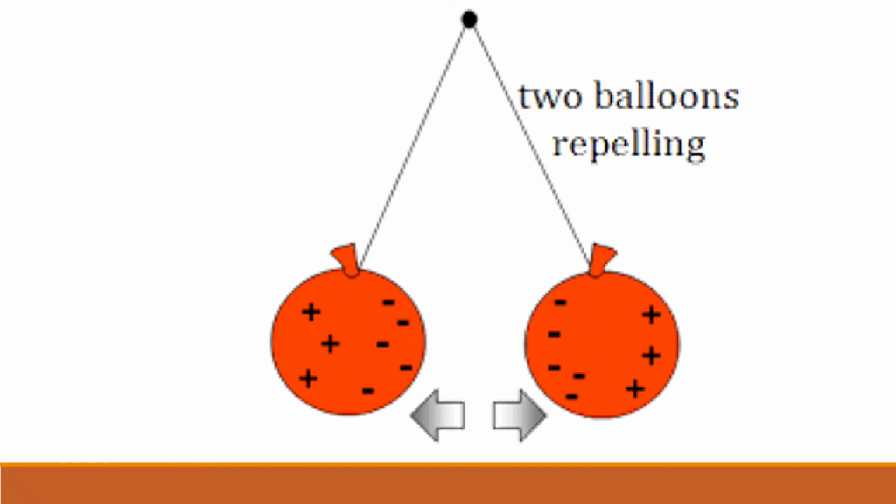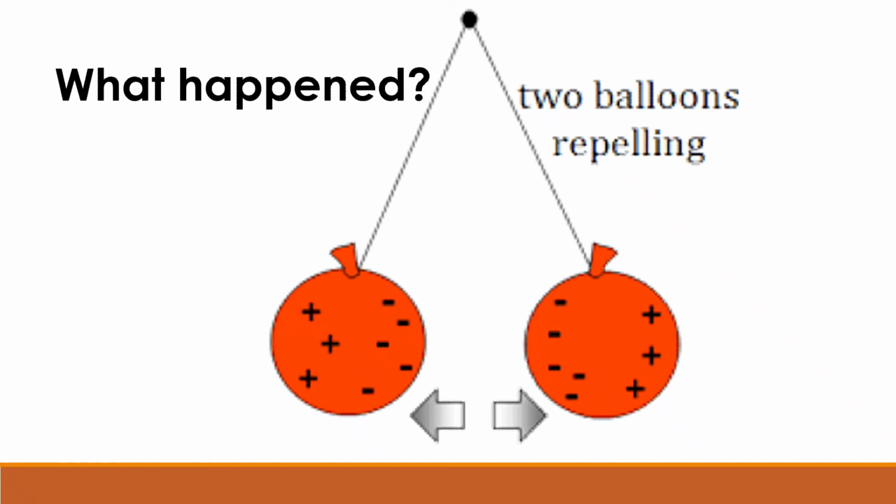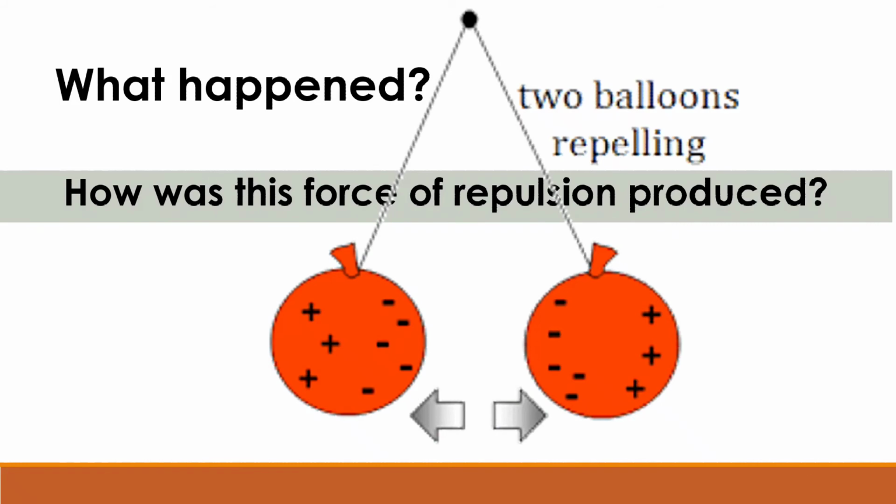Okay, how about this one? These two balloons repel. Why? These two balloons are repelling each other. How was this force of repulsion produced? We have a balloon with a negative charge and another with a negative charge. So what happened to these two balloons?